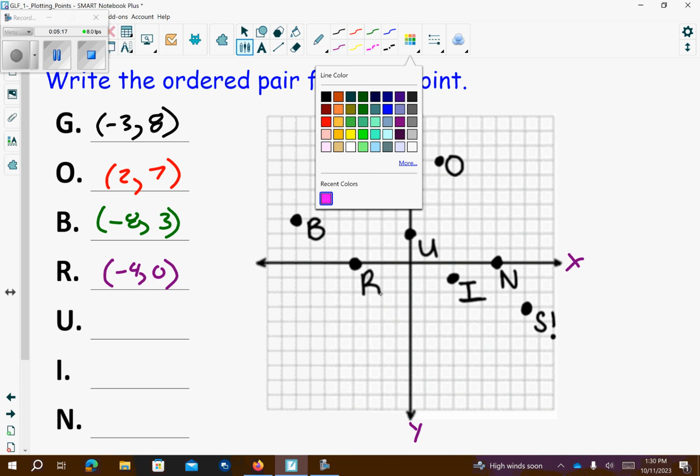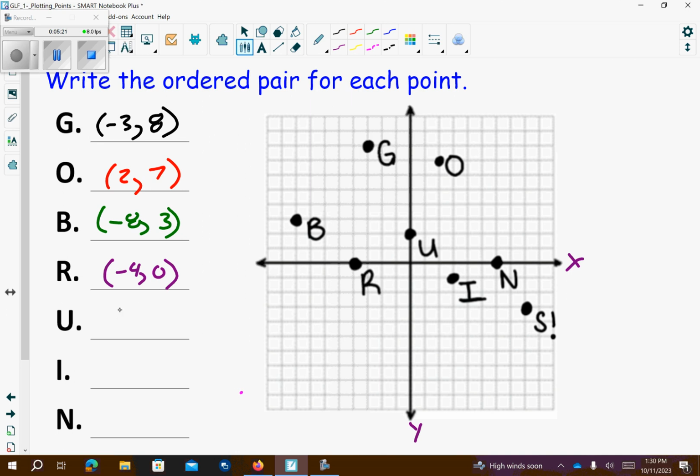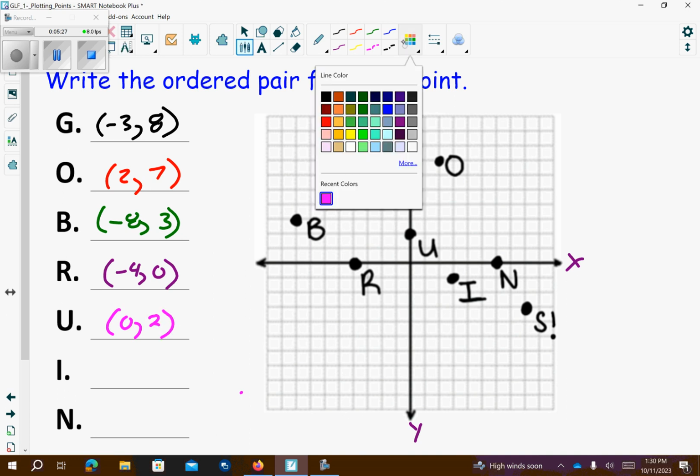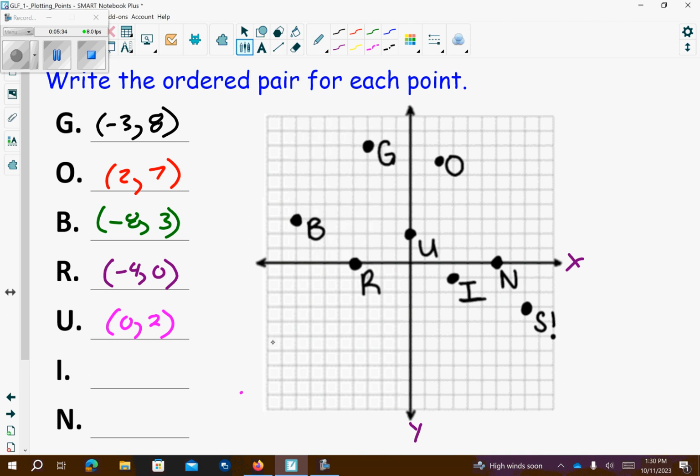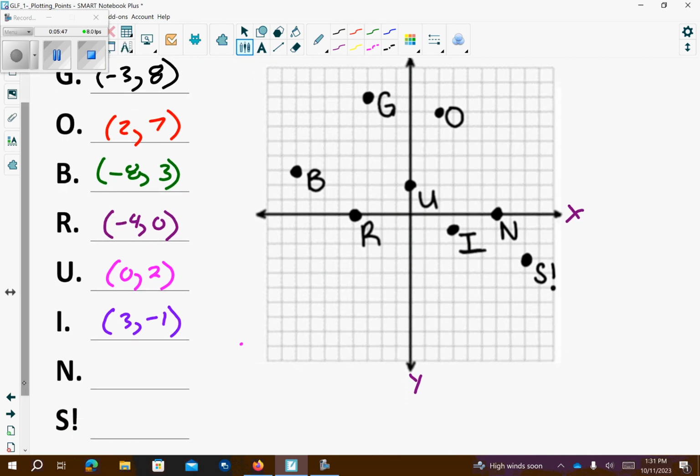Letter U, we don't go right or left at all, so it didn't go anywhere in the x direction, but I went up 2. So (0, 2). Letter I, I went right 1, 2, 3, and then I went down 1, so -1. Then we start repeating these. Letter N, I went over 1, 2, 3, 4, 5, 6, right 6. I did not go up or down. So (6, 0) happens to be on the x-axis.